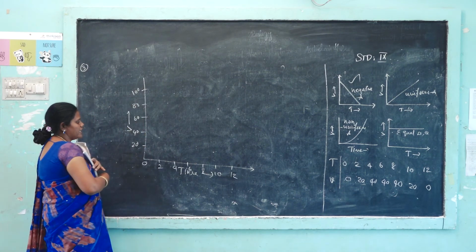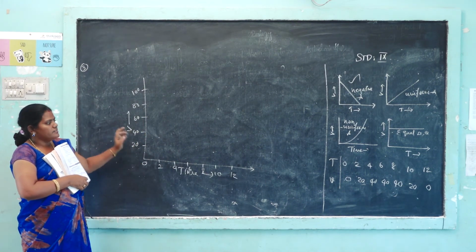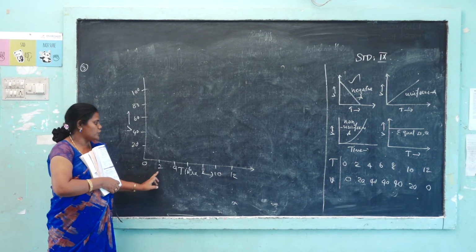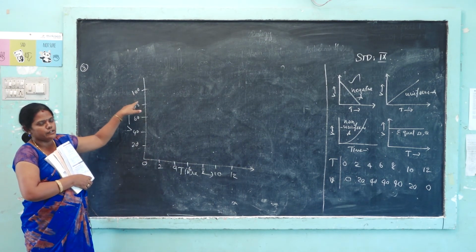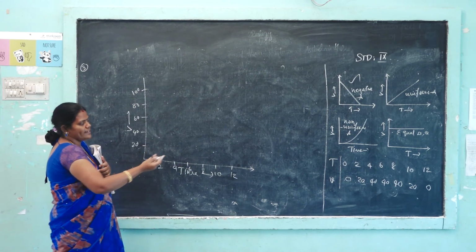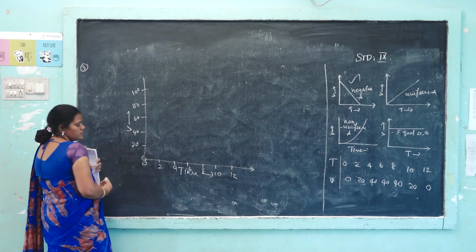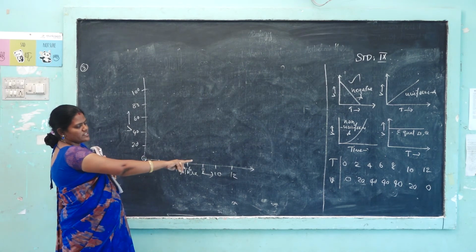Okay. You take time in the x-axis and velocity in the y-axis. Just make the scale first. In the x-axis we have taken 0, 2, 4, 6, 8. In the y-axis we have taken 20, 40, 60, 80, 100. Okay. You have to plot the two values in the graph. That's 0, 0. So in the x-axis also 0 and y-axis also 0. T is also 0, V is also 0.